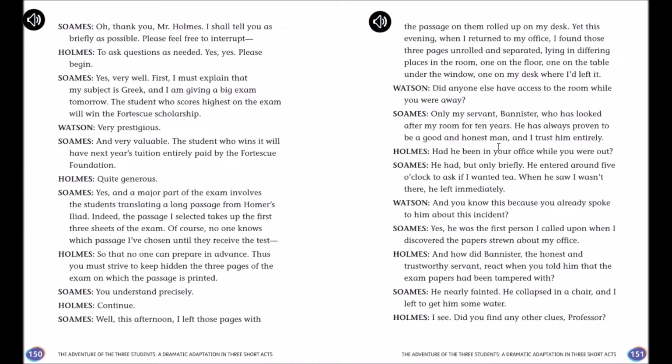Holmes. Had he been in your office while you were out? Soames. He had, but only briefly. He entered around 5 o'clock to ask if I wanted tea. When he saw I wasn't there, he left immediately. Watson. And you know this because you already spoke to him about the incident? Soames. Yes, he was the first person I called upon when I discovered the papers strewn about my office. Holmes. And how did Bannister, the honest and trustworthy servant, react when you told him that the exam papers had been tampered with? Soames. He nearly fainted. He collapsed in a chair, and I left to get him some water. Holmes. I see. Did you find any other clues, Professor?